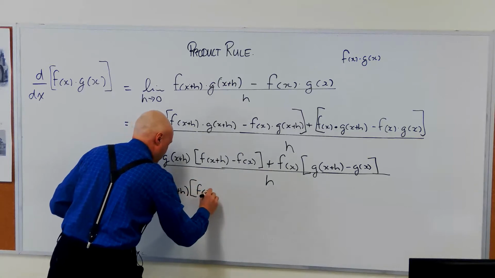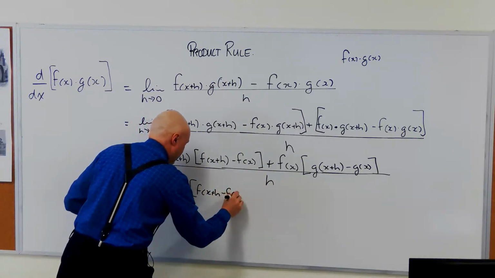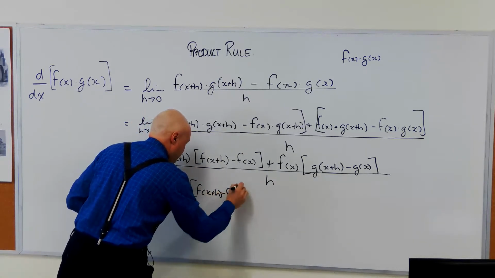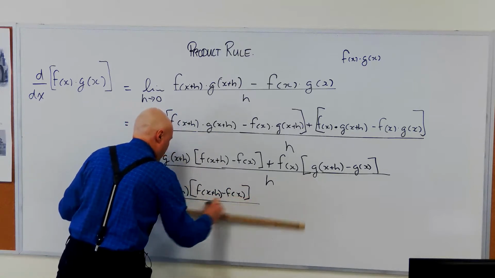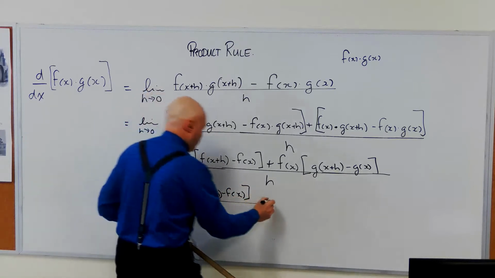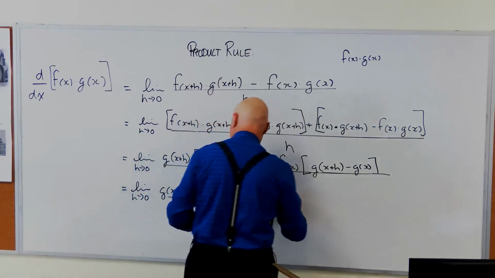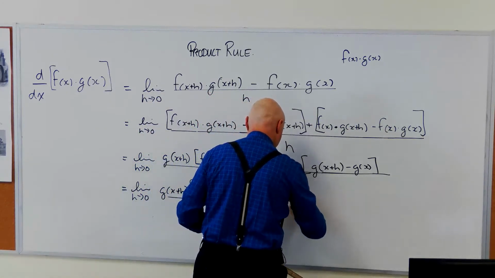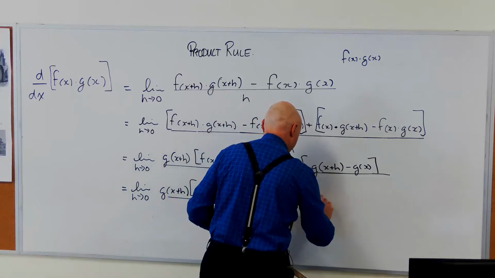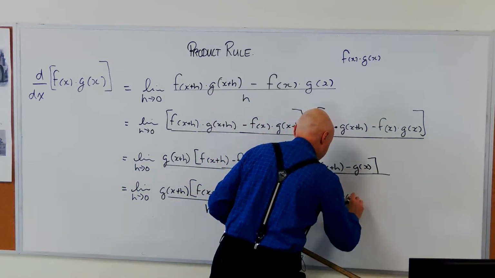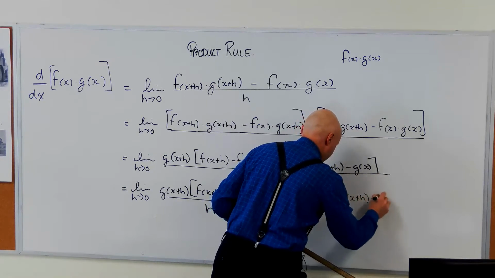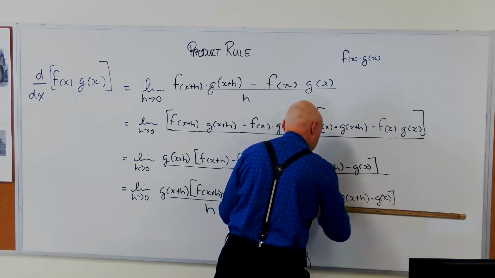Okay. F at x plus h minus f at x, and this is all over h. And this is plus the limit, h going to 0, of f at x times g at x plus h minus g at x. And this is also all over h.